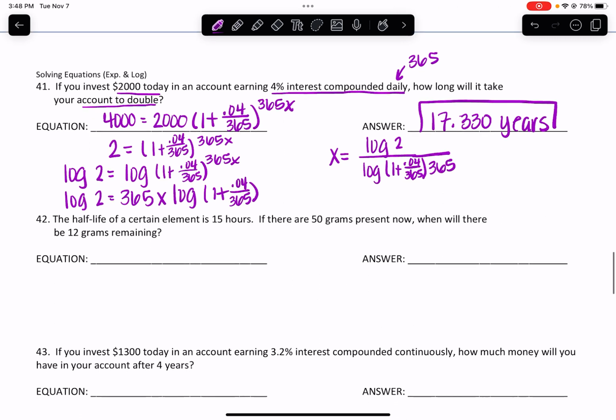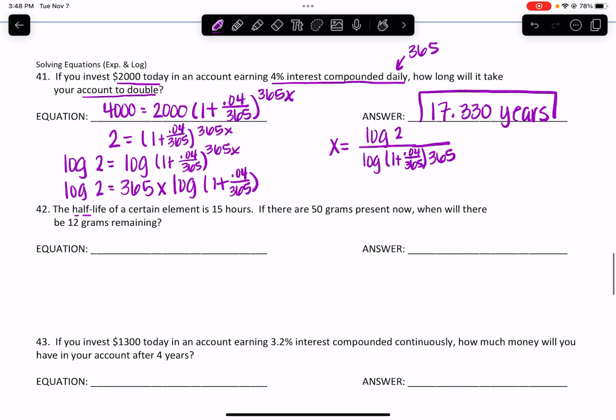Okay, half-life of a certain element is 15 hours. There are 50 grams present now. When will there be 12 remaining? So 12 is equal to 50 times 0.5 to the x divided by 15. So the first thing I'm going to do is divide by 50. It's 0.24.